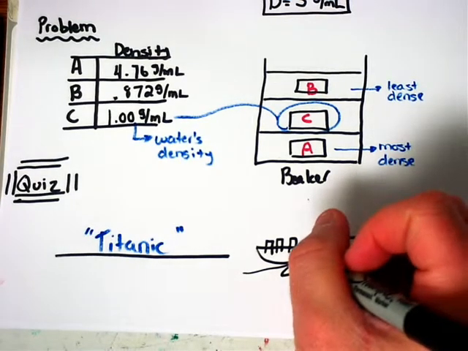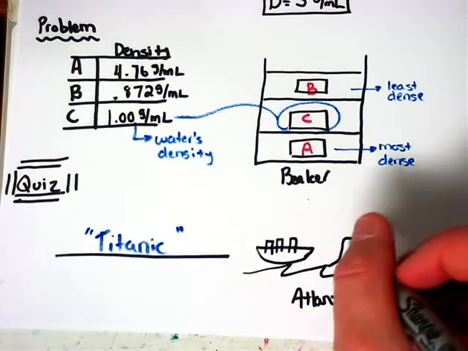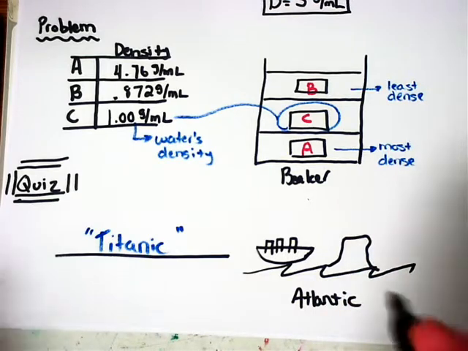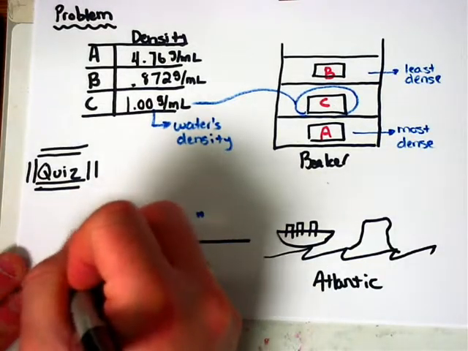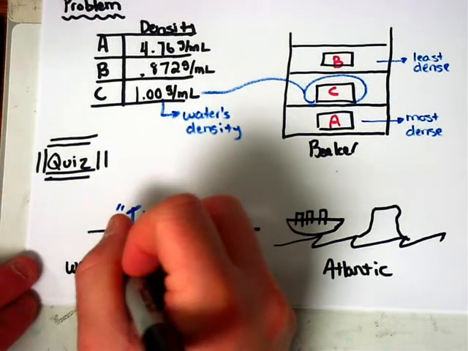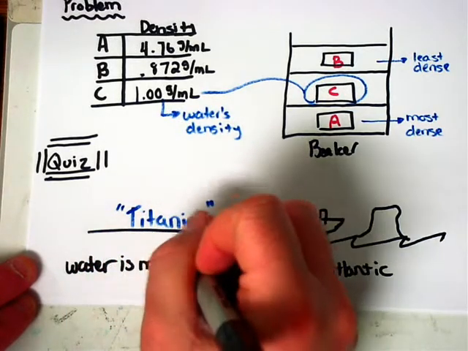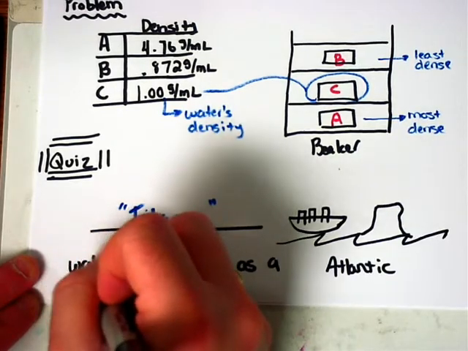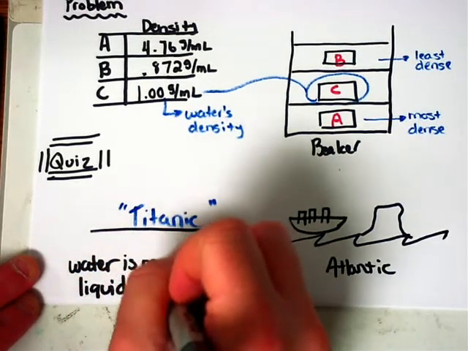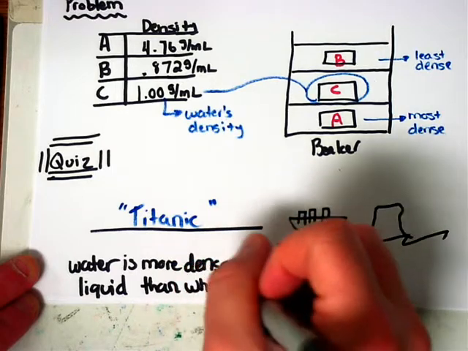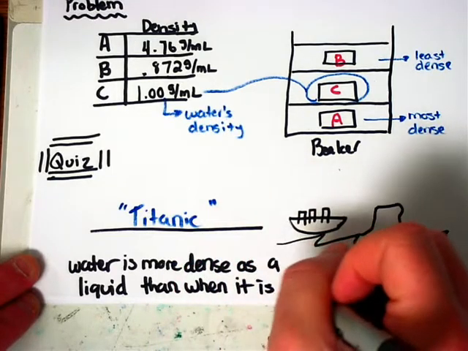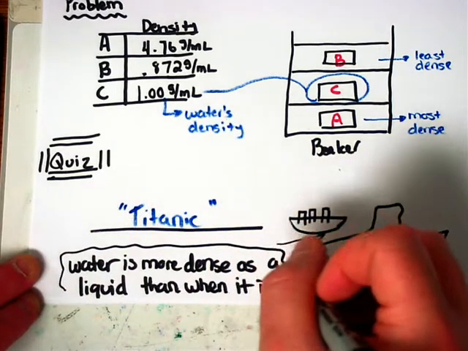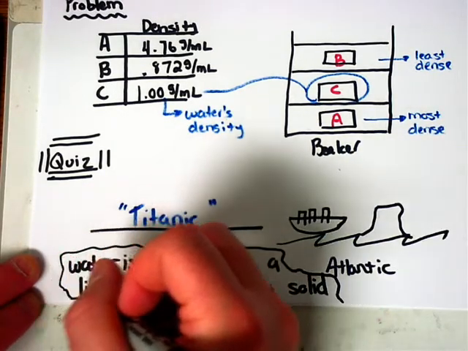However, when Titanic sank, it hit an iceberg, and that's a solid that's above the liquid. And the reason I go over that is because I want you to see that water itself is more dense as a liquid than when it is a solid. Is that why the iceberg is floating? That's why the iceberg floats, or that's why the ice in your glass would float just as well.